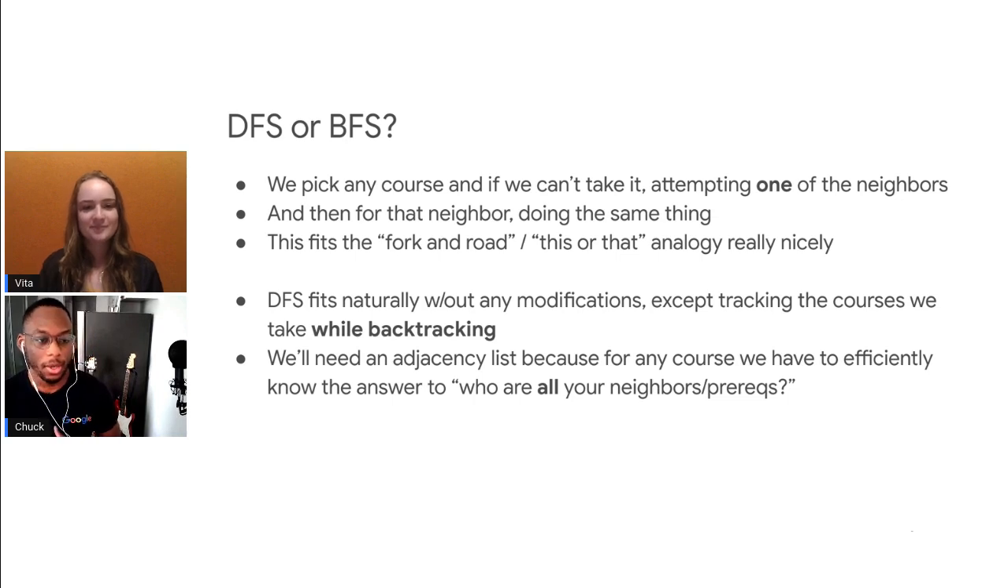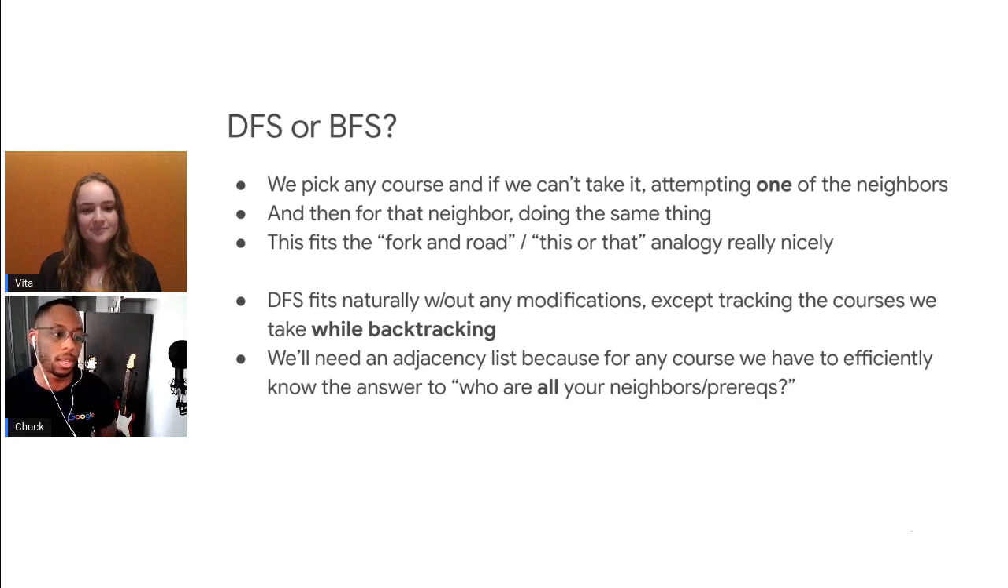All right, DFS or BFS? Well, we can pick any course we want to attempt to take. But if we can't take it, then we just pick one of its neighbors, right? We can do this, we can do that, right? So we can pick one path or another path in the fork, right? So this fits our analogy of fork and road, this or that, really nicely. So DFS is actually a natural fit for this.